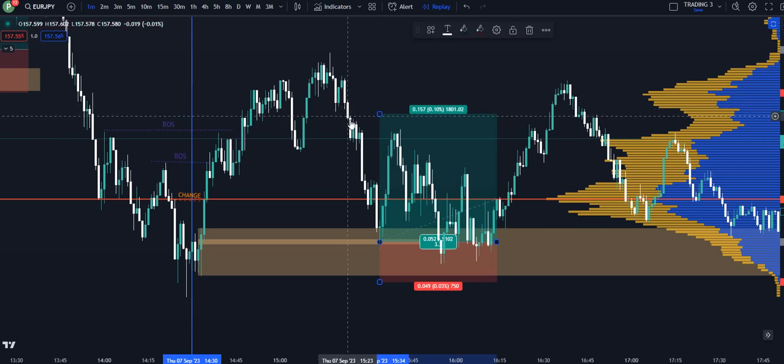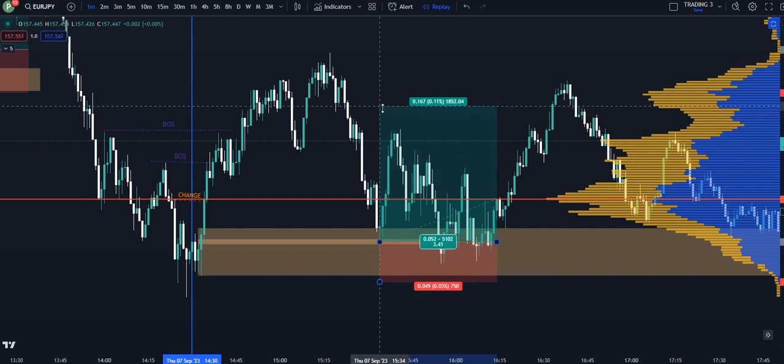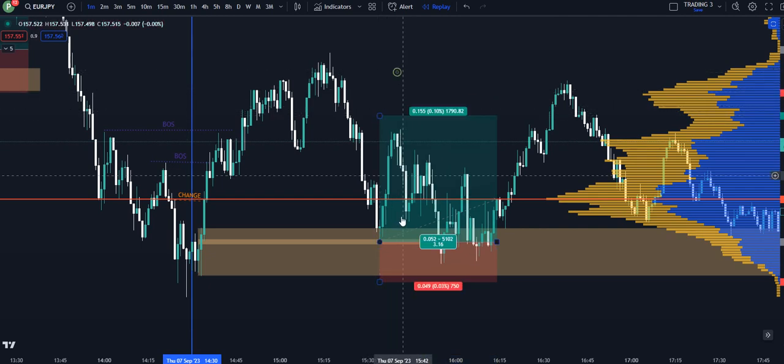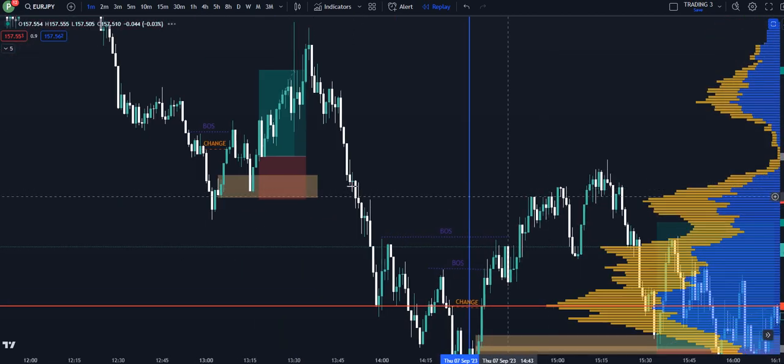Now you can easily see that you're going to get more here. You can see the fair value gap that we left behind. So we've got the displacement up and displacement down. So we're going to target this one here, or even this one here. So keep it there, 1 to 3 in this case. Now let's take a look at this one.